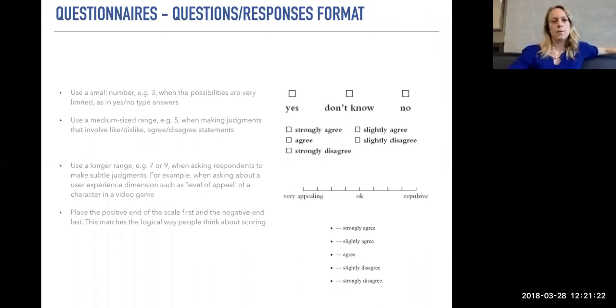And then we have other question formats, like yes, don't know, no, and you can use a smaller number when the possibilities are very limited, like 3, but usually 5 is a sweet spot. And you use a longer range when asking respondents to make more subtle judgments. For example, what's the level of appeal of a particular part of your website?